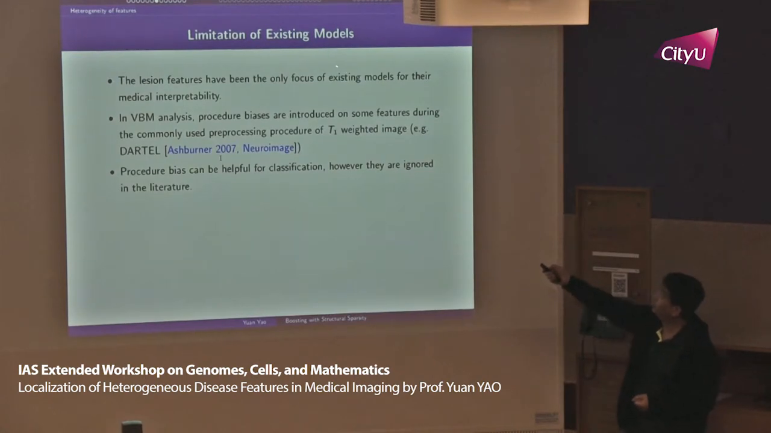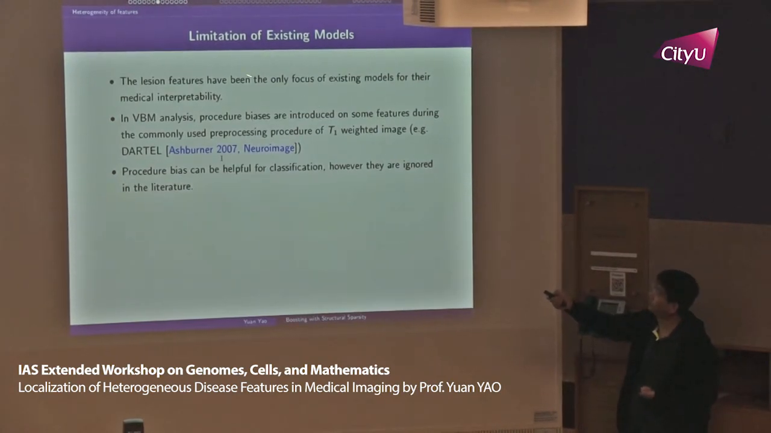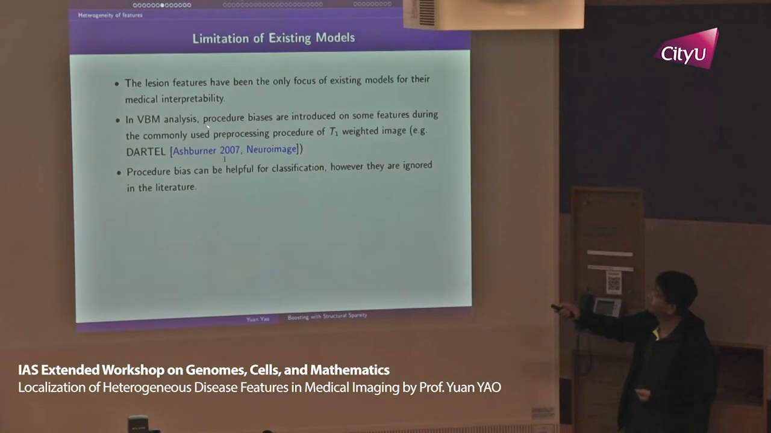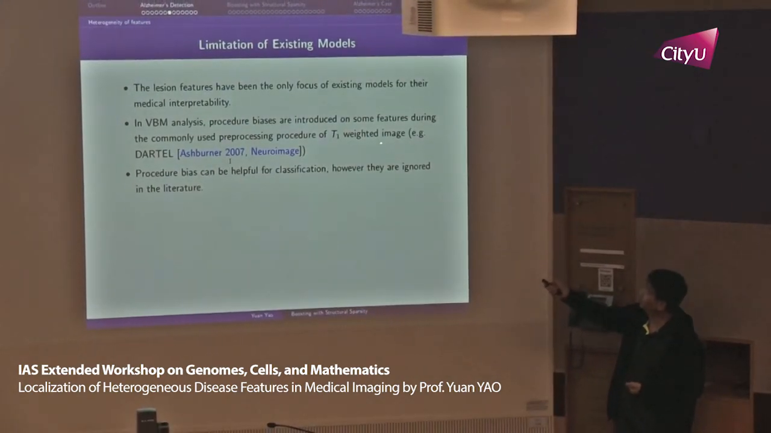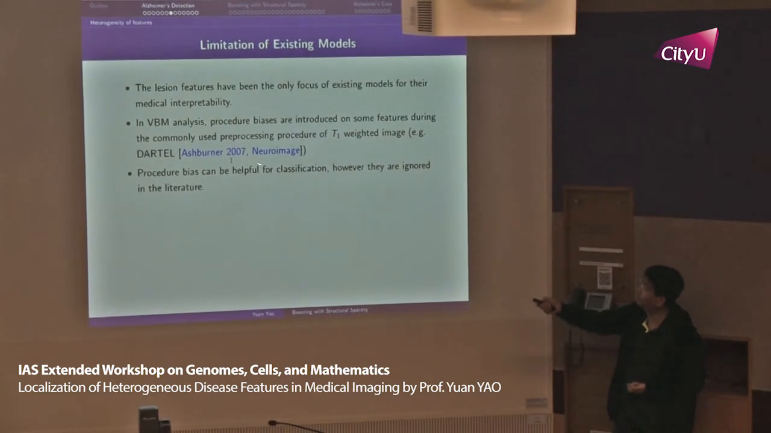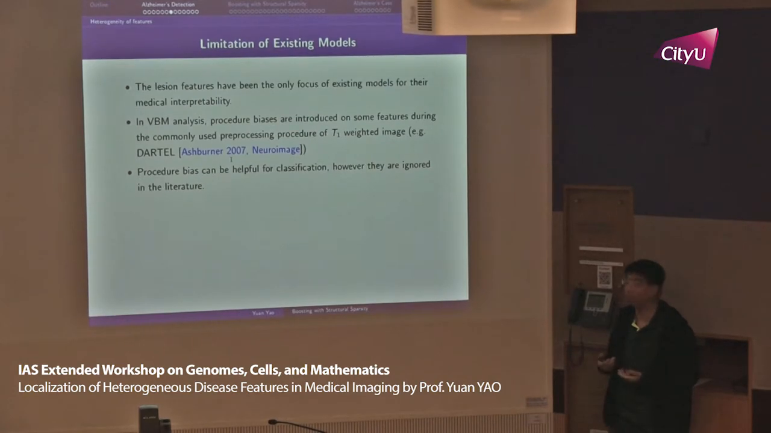Currently, all the existing models mostly just explore the vision features, because those are the most interpretable for medical interpretation. But procedure bias introduced always exists there, and we find that procedure bias very helpful for classification. So far, mostly people simply disregard it. They use various prior knowledge in the models. They try to get rid of any clue about this procedure bias.